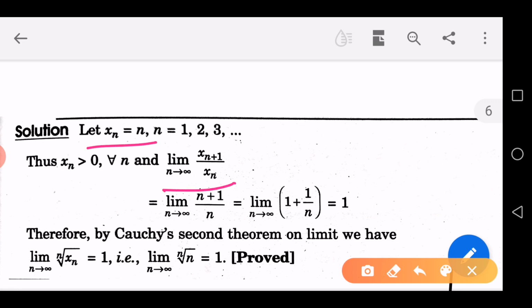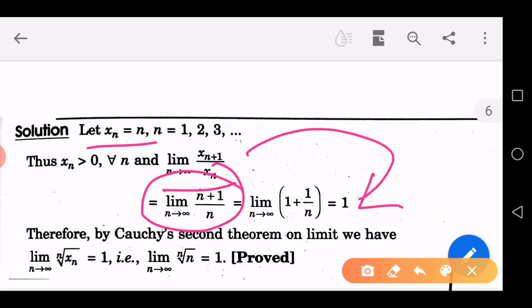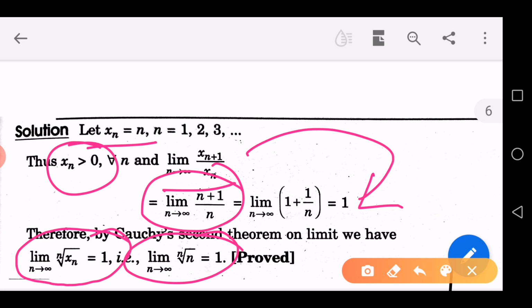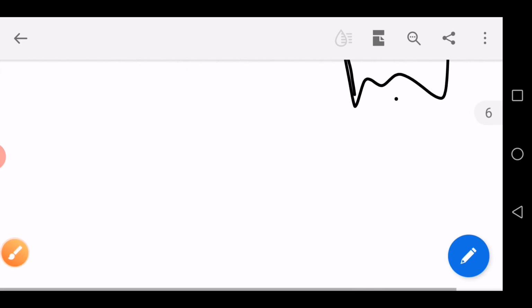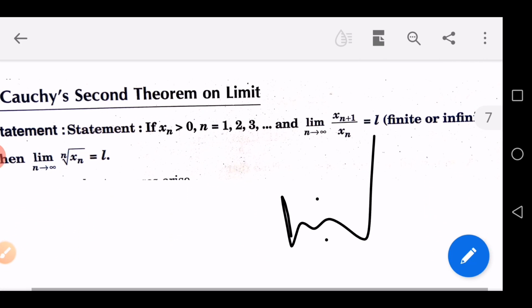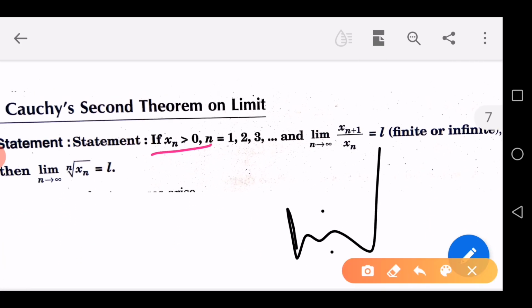After taking the limit of xn+1/xn, we obtained that the limit of xn+1/xn is equal to 1. As the limit of xn+1/xn is equal to 1 and all xn are positive, therefore by Cauchy's second theorem on limit, we must have the limit of the nth root of xn equal to 1, that is, the nth root of n equal to 1. We know Cauchy's second theorem on limit, which states that if all xn are positive and the limit of xn+1/xn equals L, then the limit of the nth root of xn will also be equal to L.